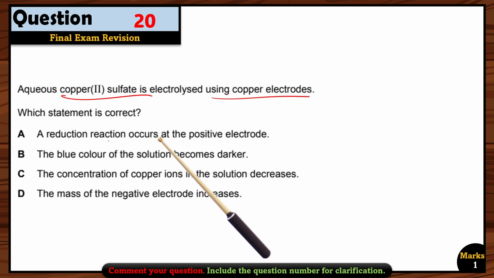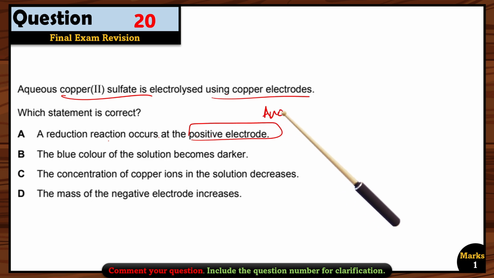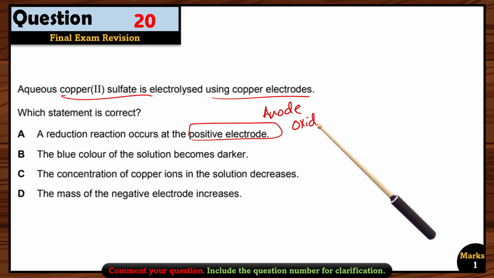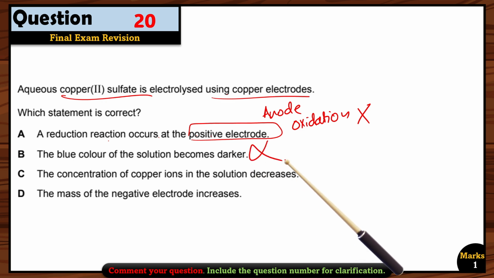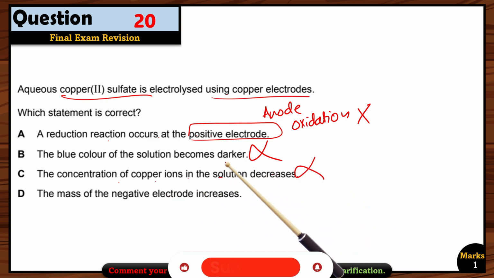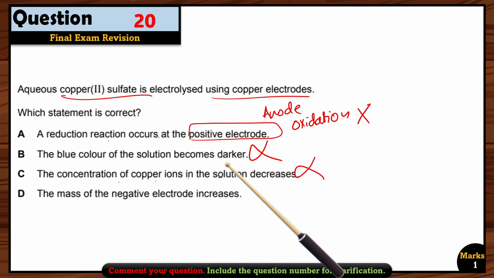A reduction reaction occurs at the positive electrode. Positive electrode is anode. Always oxidation takes place there. So that's wrong. The blue color of the solution becomes darker. Wrong. Not darker, it will remain constant. The concentration of the copper ions in the solution decreases. That's also wrong. It will remain the same, okay, because we are getting it from the anodes. The electrolyte copper ions are moving towards the cathode, and anode copper is changing back into copper ions.